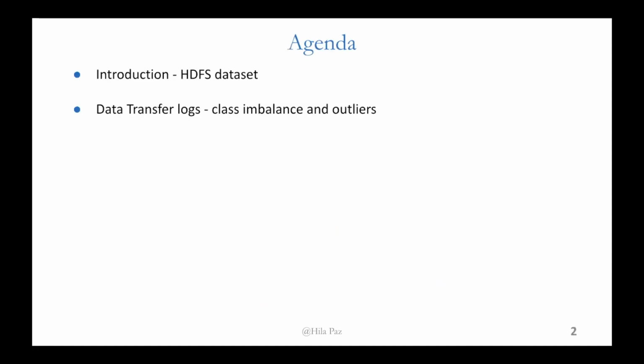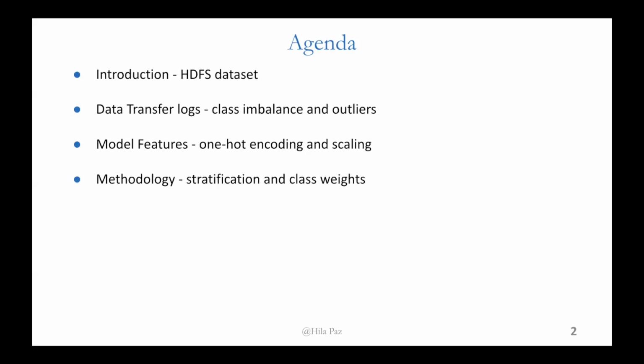Our agenda for today is first meet the HDFS dataset, and talk a little bit about data transfer logs, which stand for 15% of the logs in the dataset. However, those are present in all sessions. Discuss a little bit about class imbalance and also outliers. Then we will see what are the features present in the dataset, which will be categorical and one-hot encoded, and which will be numeric that require scaling. We will then move on to the methodology in modeling the HDFS dataset.